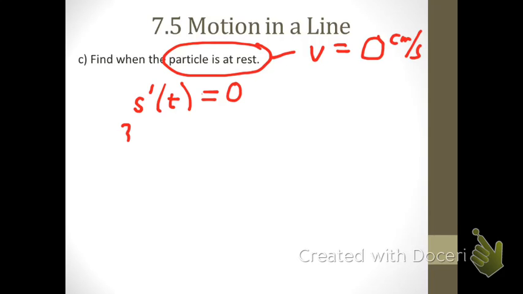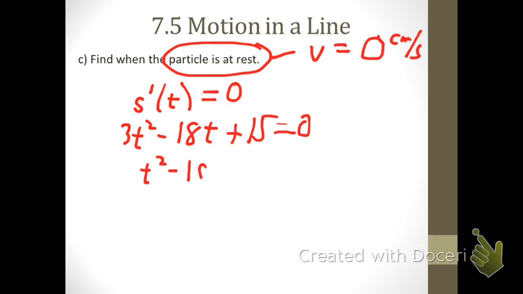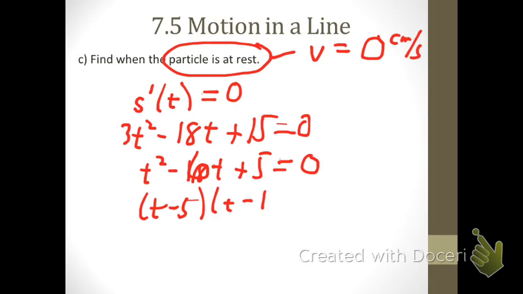So let's do that then. We're going to have 3t squared minus 18t plus 15 equals 0. I'm going to make this equation a little simpler by dividing out the common factor 3, and that's going to give me t squared minus 6t plus 5 equals 0. And it turns out this is a factorable expression. We can just write this as t minus 5 times t minus 1 equals 0. And what we're finding out then is that when the time is either 5 seconds or when the time is 1 second, the particle is at rest at each of those moments in time.